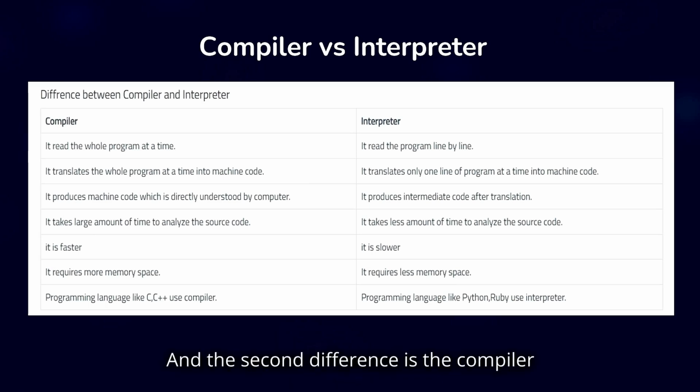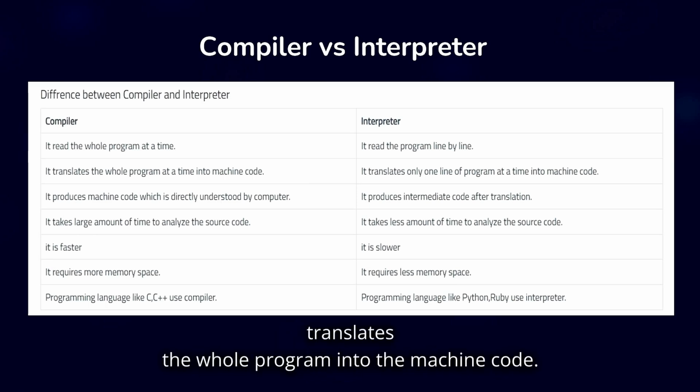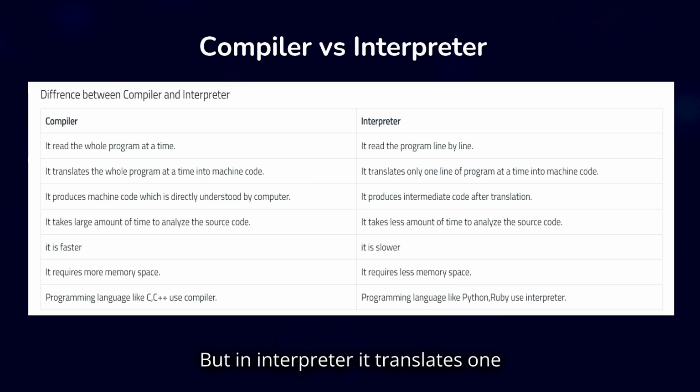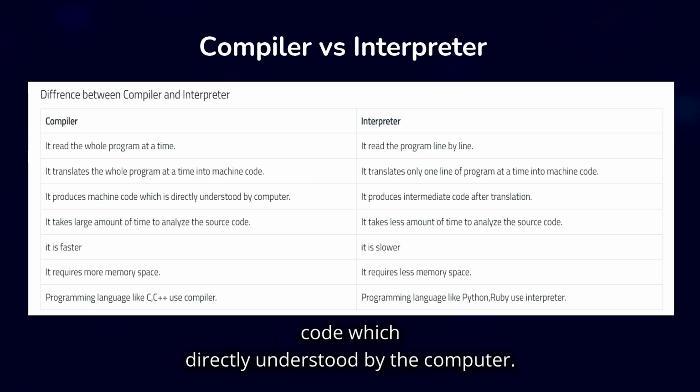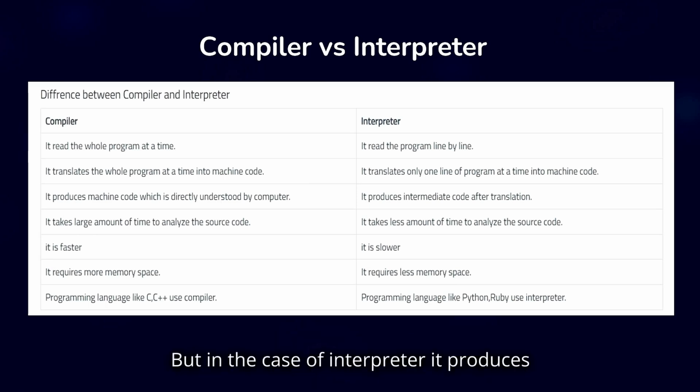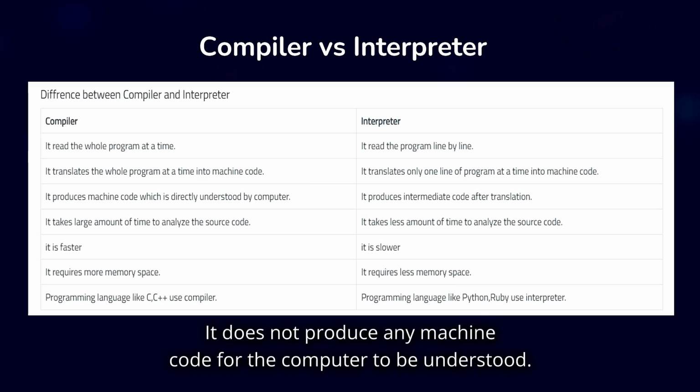And the second difference is the compiler translates the whole program into machine code, but the interpreter translates the program one line at a time into machine code. After that, the compiler produces the machine code which is directly understood by the computer. But in the case of the interpreter, it produces only intermediate code. It does not produce any machine code for the computer to understand.